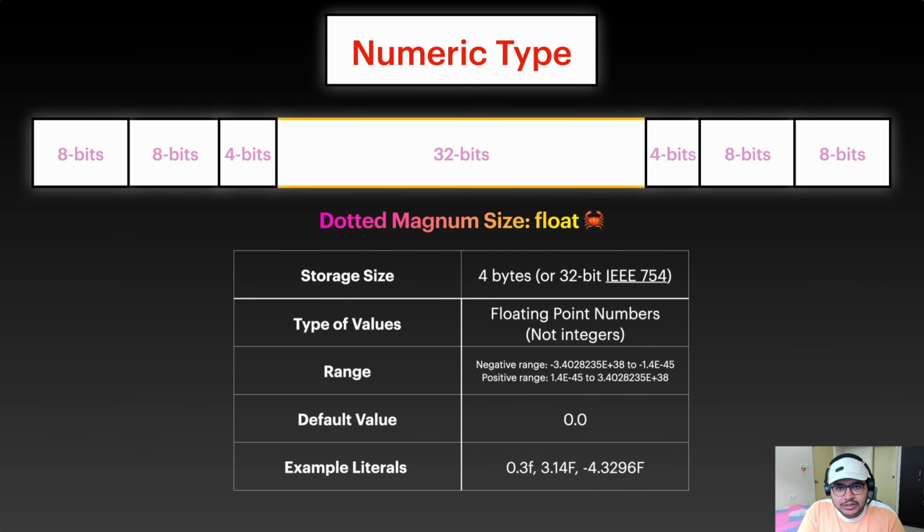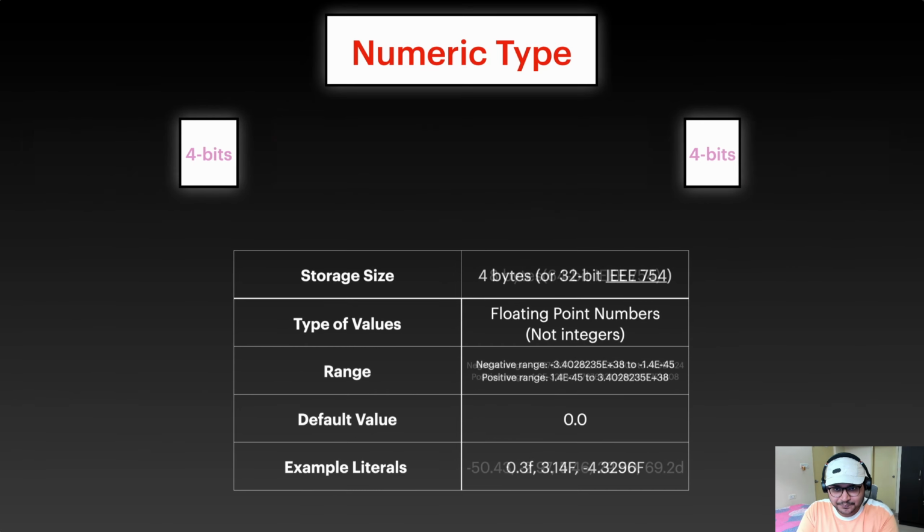Next, we have float. Float is used to reserve 32 bits or 4 bytes of memory according to the IEEE 754 standard. Again, this is the standard. I will link it in the description down below. It is designed exclusively for storing floating point numbers, not integers. Its default value is 0.0, and to define a floating point literal of float data type, you must suffix the number with a capital F or small f. This way, Java will know to treat your numbers as a float data type.